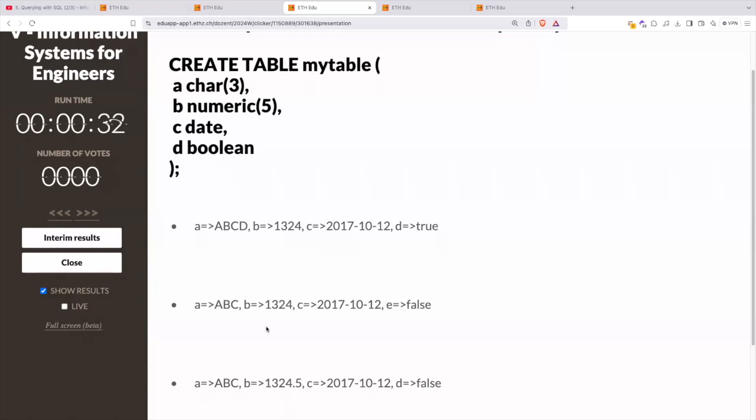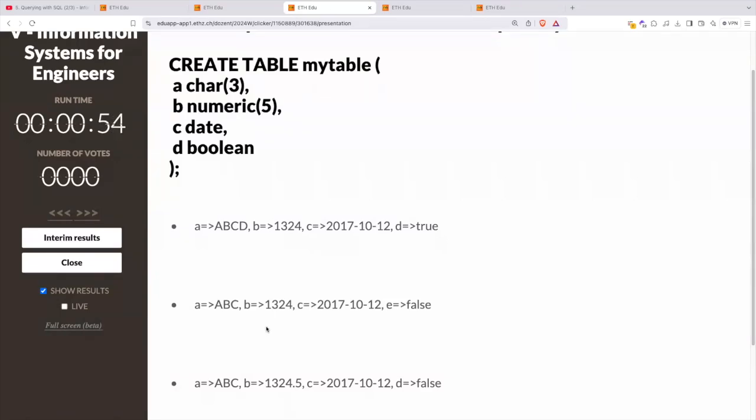So for example, the first one says that it's a tuple that maps A to ABCD, that maps B to 1, 3, 2, 4, C to this date, and D to true, right? So this is the notation that I use. But these are all tuples. And so I'm asking for the ones that would be compatible with that schema.